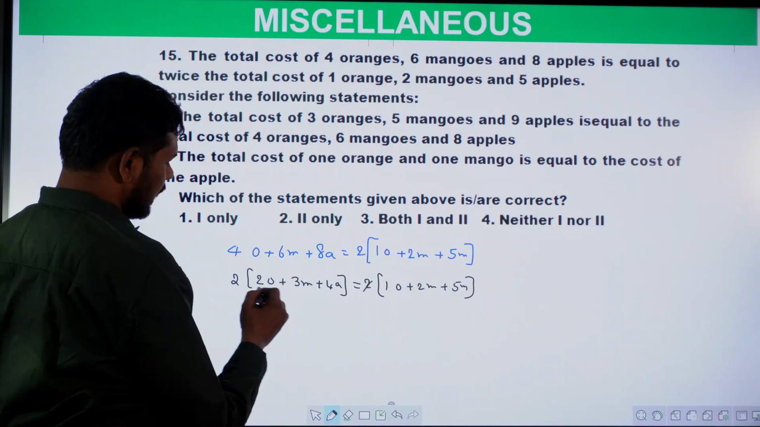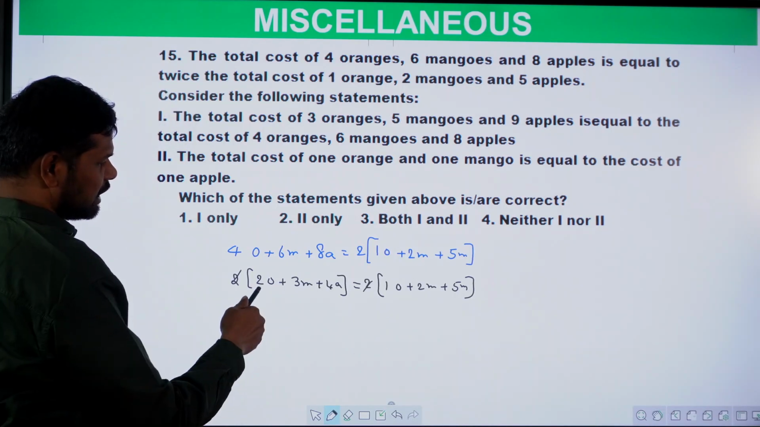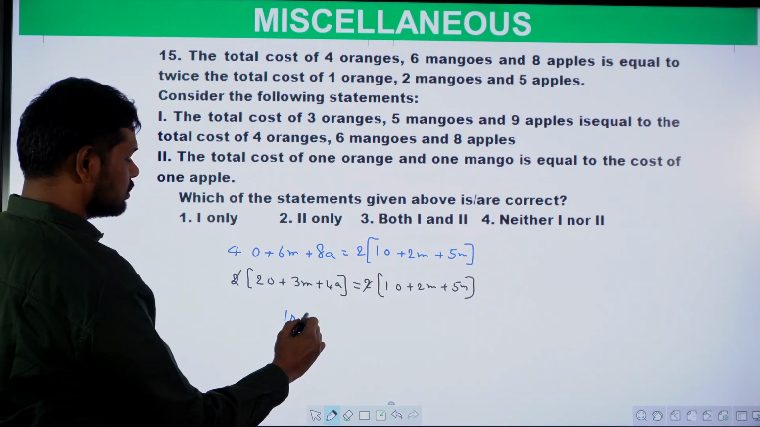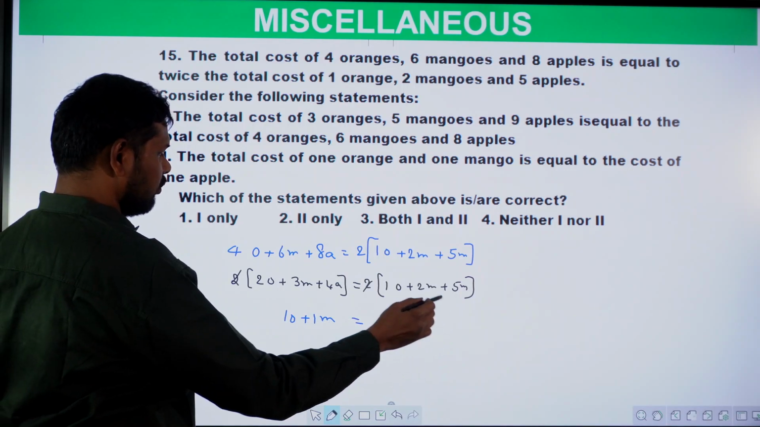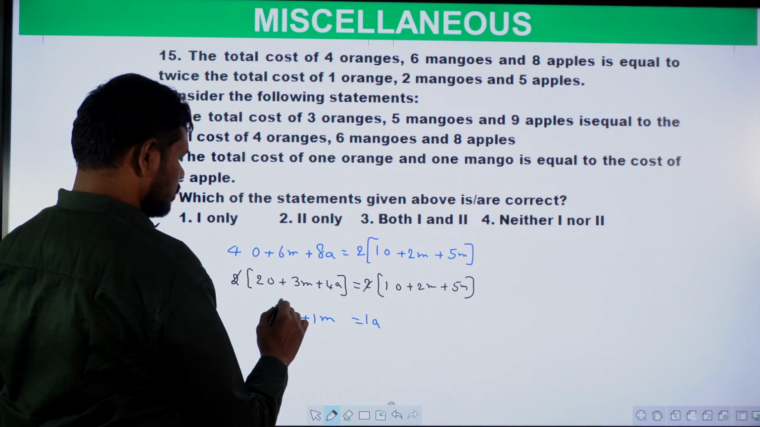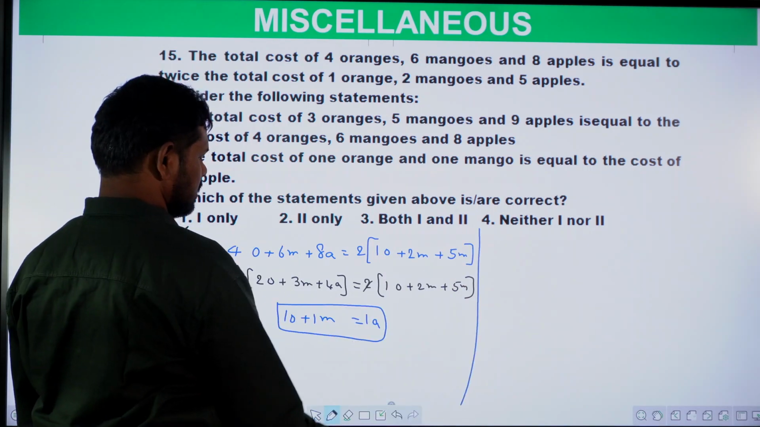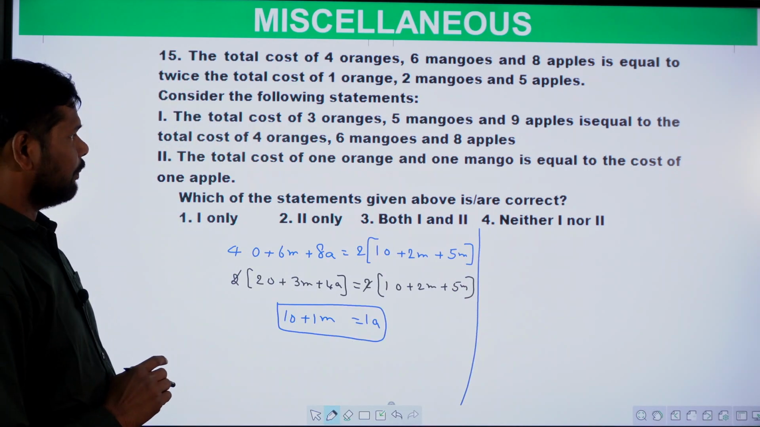Suppose if 2 is common here, then 2 oranges plus 2 threes 6 mangoes, 2 fours 8 apples is equal to 2 times 1 orange plus 2 mangoes plus 5 apples. Now this 2 and 2 cancel. Thus orange comes this side: 2 minus 1, 1 orange is left. 3 minus 2 mangoes, 1 mango is equal to 5 minus 4 apples. So 1 orange plus 1 mango is equal to 1 apple cost. That is the given data.